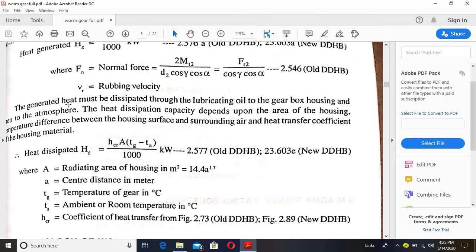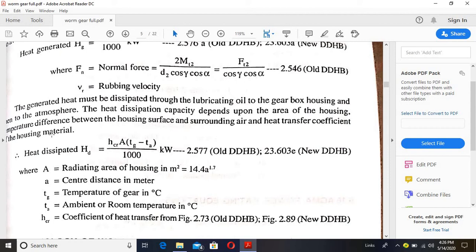Next, the generated heat must be dissipated through the lubricating oil to the gearbox housing, and then the atmosphere. Whatever heat is generated should come out. How will it come? First it will transfer from the lubricating oil. From the oil only the heat is removed. Already we know that the main function of the oil is to reduce the heat. So from the oil, the heat is transferred to the gearbox housing, then it comes to the atmosphere.